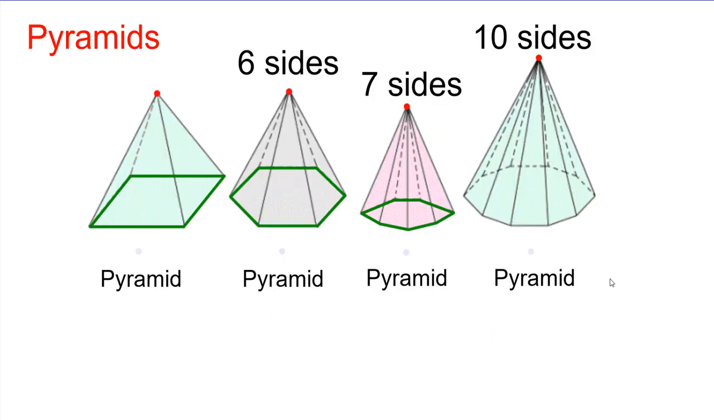All right, pyramids, same thing, but now notice we're going to a single point on the top, right? So here we have our square. So this would be called a square pyramid.